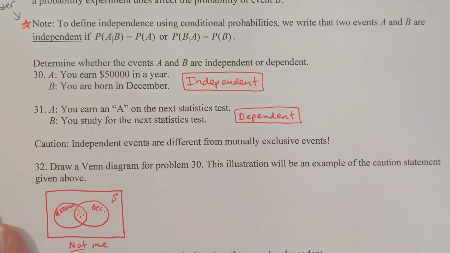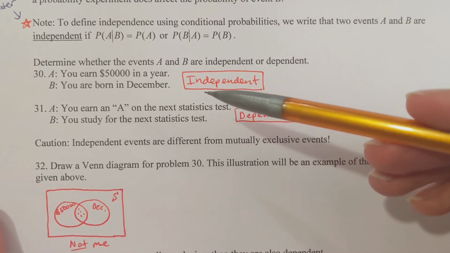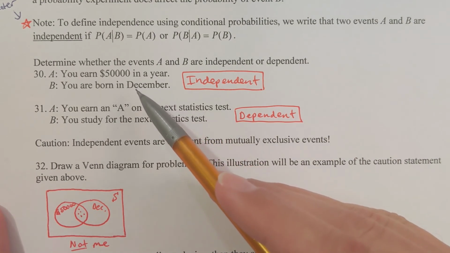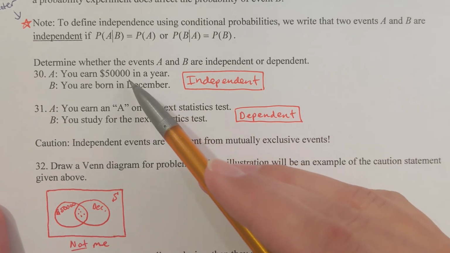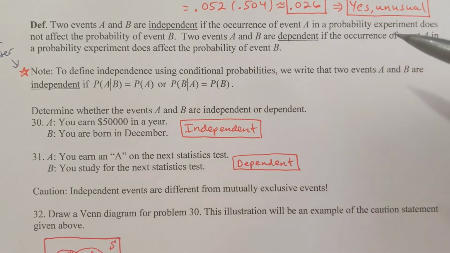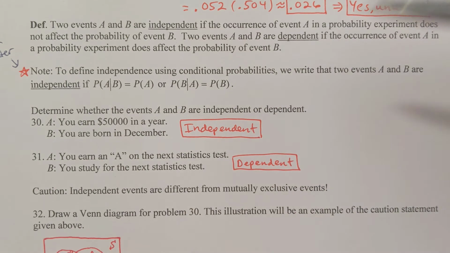Problem 30 says determine whether the events A and B are independent or dependent. Event A is the event that you earn $50,000 in a year, and event B is the event that you were born in December. So, do I have independent events or not? Just because I earn $50,000 in a year, that has nothing to do with the month that I was born in, right? Or just because I'm born in December, that has nothing to do with the amount of money that I'll make in a given year. Because the occurrence of one event does not affect the probability of the other event, I would conclude that this is independent.